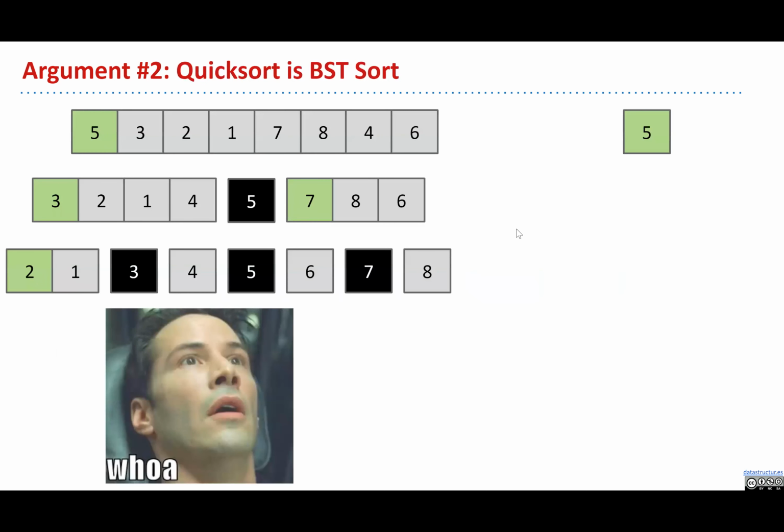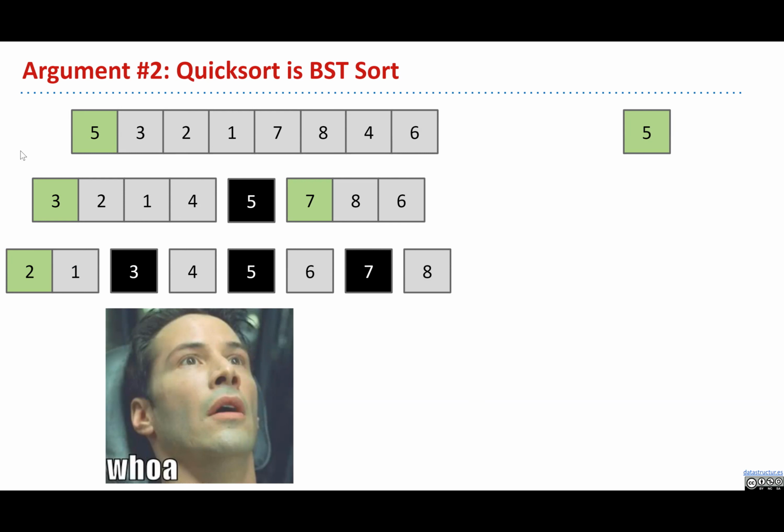Here's the other argument. Quicksort is binary search tree sort. So what do I mean by that? Well, heap sort, recall, was: take all your items, insert them into a heap, delete them all out. Now you've sorted your items. Quicksort, it turns out, in disguise, unbeknownst to Tony Hoare, who was not thinking about binary search trees, maybe had never heard of them, is the same as inserting all of your items into a binary search tree and then doing an in-order traversal. Why? Here's why.